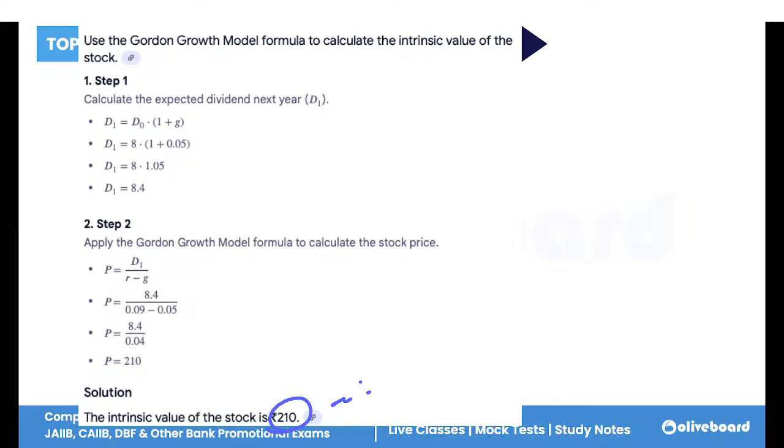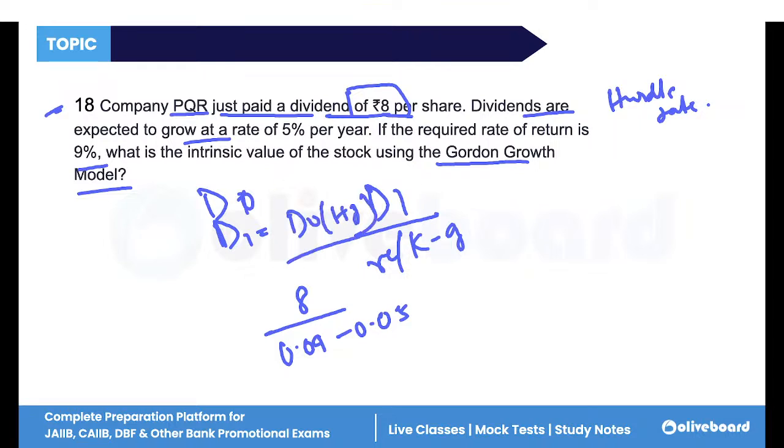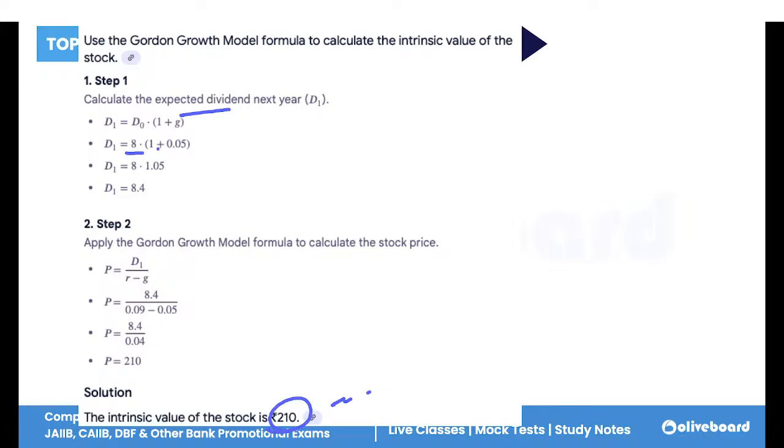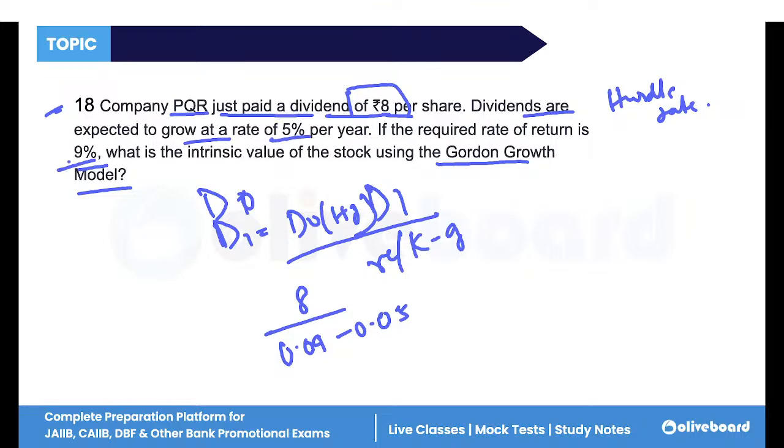First, you have to find the expected dividend. Company PQR just paid a dividend of rupees 8 per share. The current year dividend is given, and the dividend yet to be received is D1, which is D0 into 1 plus g. So 8 into 1 plus 0.05, as the growth rate is 0.05. D1 is the dividend you are yet to receive in the coming year, that is 8.4. If you put the values, 8.4 upon 0.09 minus 0.05, you will get 210.